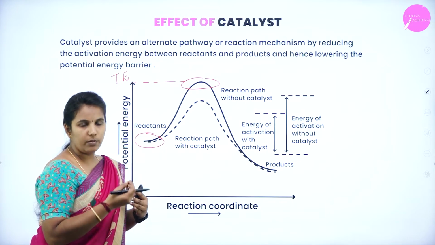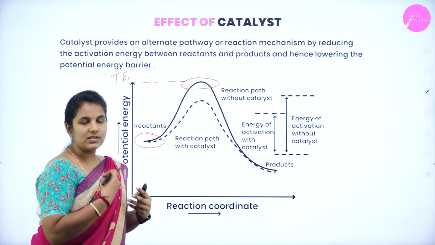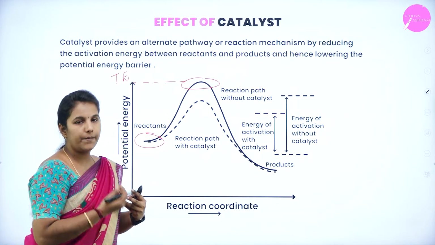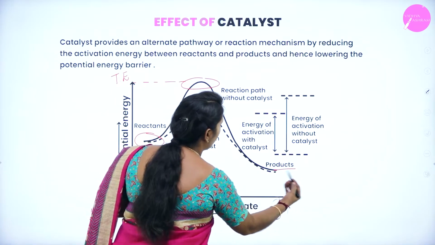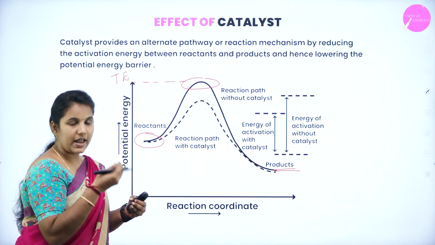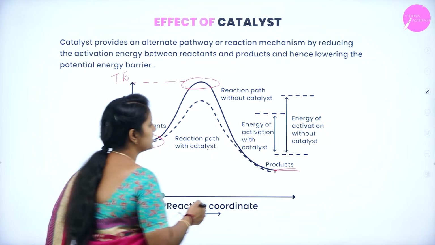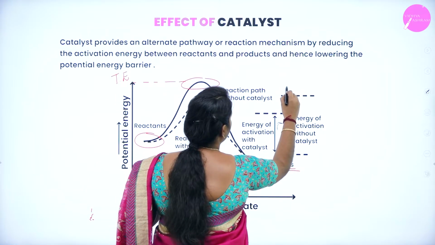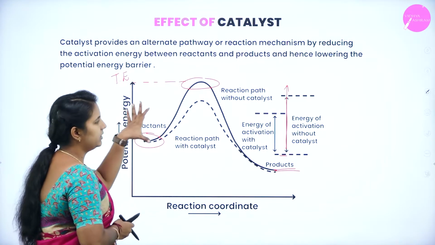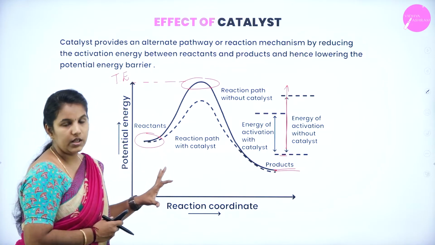Once this threshold energy is gained by the collision of the molecules, it will form an intermediate complex. This intermediate complex is unstable. During the decomposition, it is converted into product. It is converted into what? Product. So during the steps, it will gain some energy that is known as activation energy. You can see that the distance between these is the activation energy.